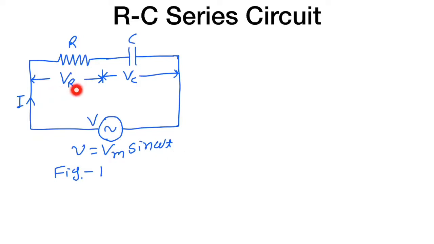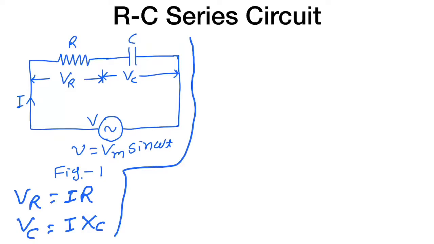Instantaneous value of supply voltage is given by v = Vm sin omega t. VR is the voltage across the resistor and Vc is the voltage across the capacitor. Both are RMS values of voltage. Now voltage across the resistor VR is given by the product of current and resistance, and voltage across the capacitor Vc is given by the product of current and capacitive reactance Xc.